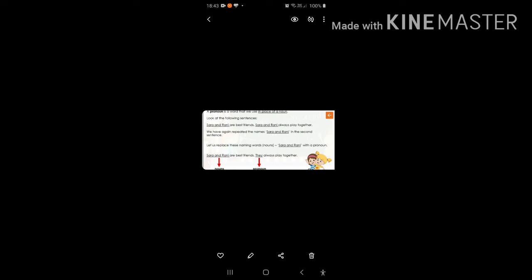A pronoun is a word that we use in place of a noun. Now, children, look at the following sentences. Sarah and Rani are best friends. Sarah and Rani always play together. Now, children, in the second sentence, Sarah and Rani is repeated again. So, what you can do is, instead of Sarah and Rani, you can write they. They is a pronoun. So, they is a word which we are using instead of a noun.